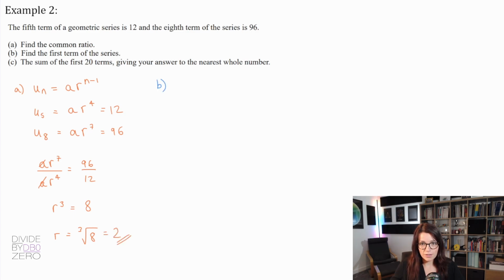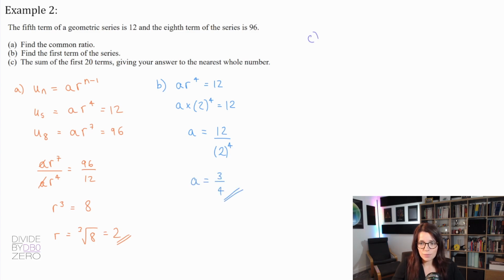Part B, now that we know the common ratio, we can find the first term. So picking either of those equations from part A, I'm going to choose ar to the power of 4 equals 12. Sub in the 2 for r, we get this. Means a equals 12 over 2 to the power of 4. Ends up being a equals 3/4.